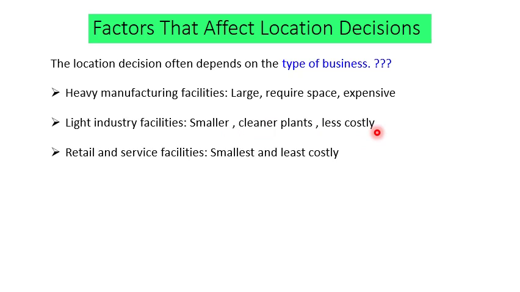In this case, our location can be more flexible than the first one, that is, heavy manufacturing facilities. And the other is retail and service facilities. These are the smallest and the least costly. In this case, we have to locate those retail and service facilities close to the market, as we said before, because services are perishable, or services are produced and at the same time should be consumed, and cannot be transported with a transportation system and cannot be stored. So we need to be close to the market.